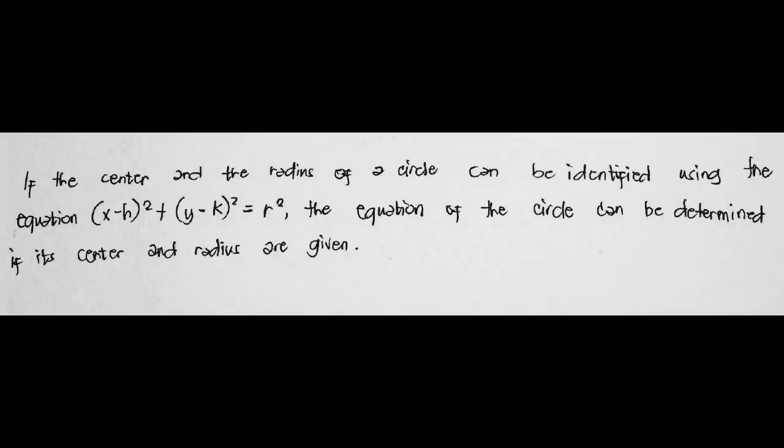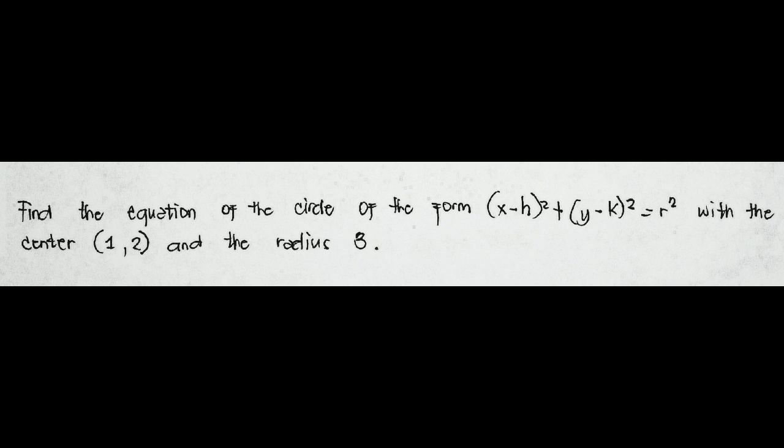The next topic is writing the equation of a circle. If the center and the radius of a circle can be identified using the equation x minus h squared plus y minus k raised to 2 is equal to r squared, the equation of the circle can be determined if its center and radius are given. So find the equation of the circle of the form x minus h raised to 2 plus y minus k raised to 2 is equal to r squared, with the center 1 and 2 and the radius 3.